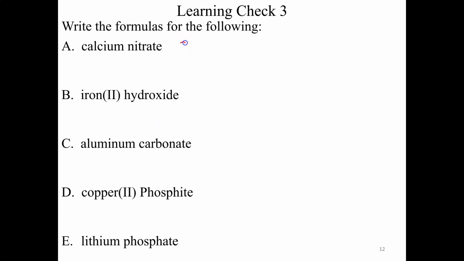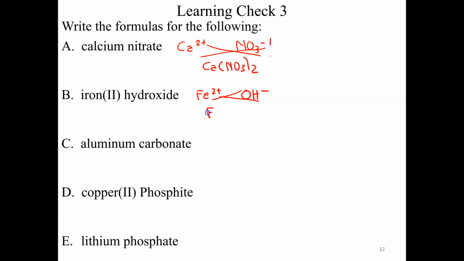Calcium nitrate. Calcium's 2 plus. Nitrate, polyatomic ion, NO3, minus 1. Crisscross. Notice I got to bring a 2, so I need parentheses. So Ca, NO3 with a 2 on the outside. Next one, iron. You notice the first thing I do in all of these is figure out the charges. Roman numeral 2, so positive 2. Hydroxide's negative 1. Crisscross. Fe, I need to put a 2, so I'm going to put parentheses, because that's the way to do it.